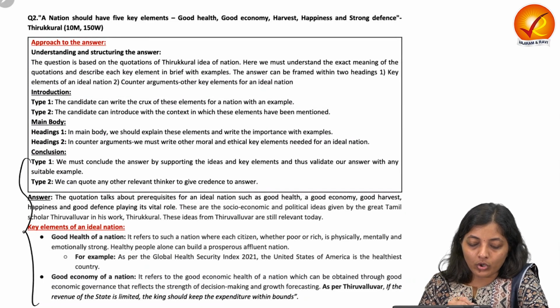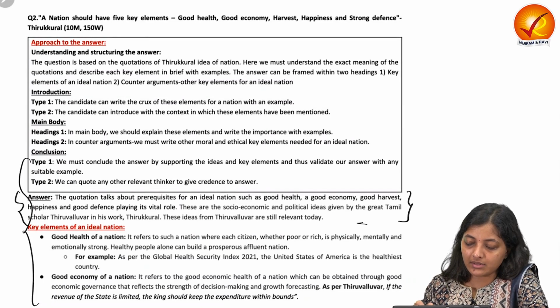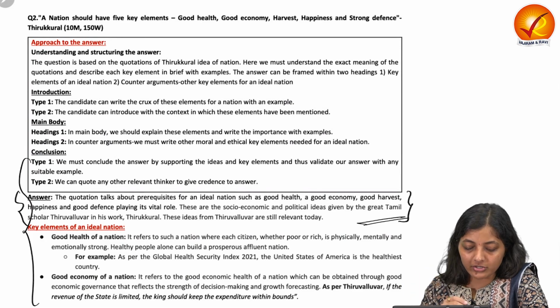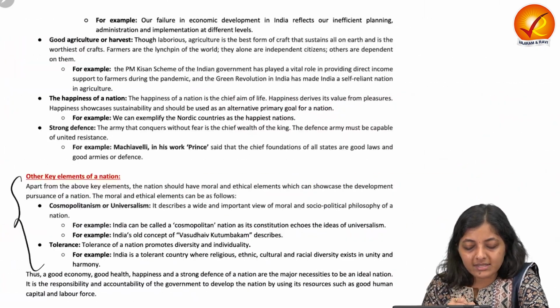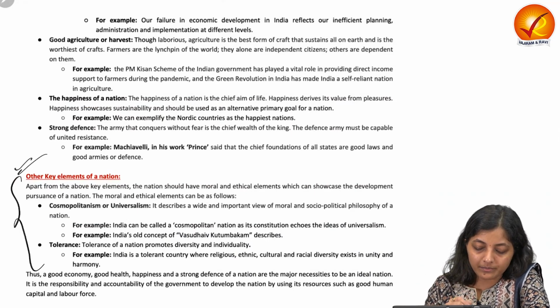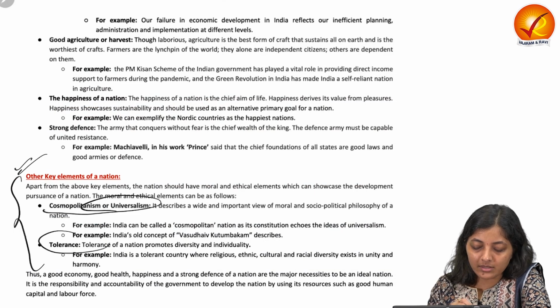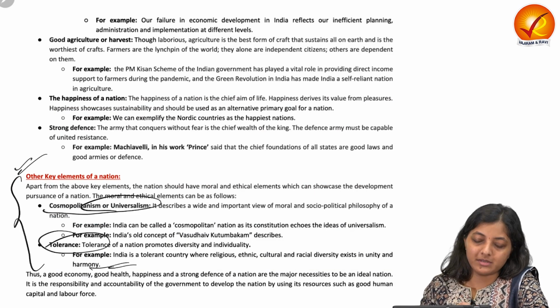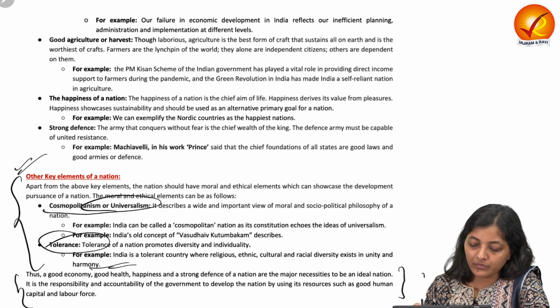Next comes the model answer. In the answer, start with just a 2 to 3 line introduction of the quotation, then key elements of the ideal nation. You can also write some other key elements which are not properly mentioned in the quotation, such as universalism and tolerance, which should be there for a prosperous nation. Then finally end with the conclusion.